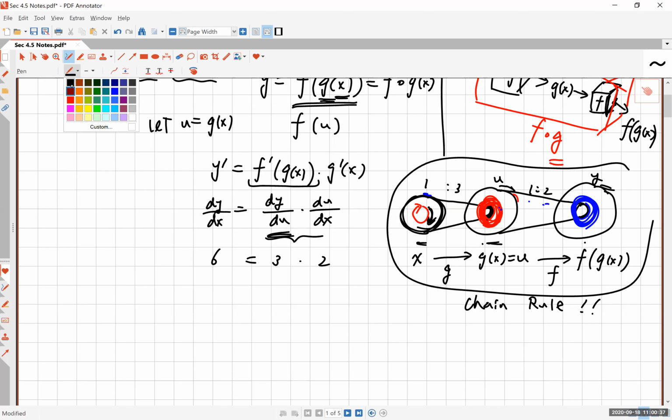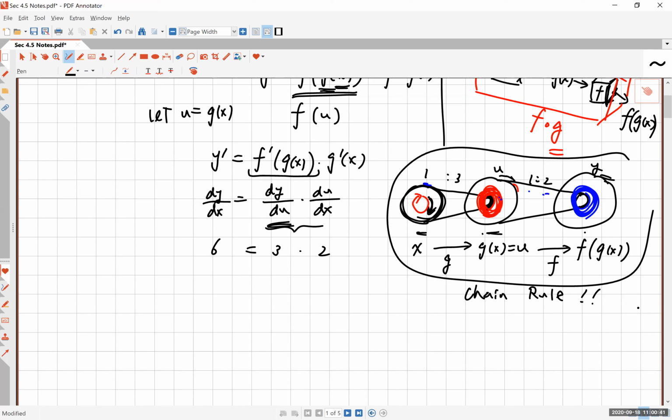Okay, these are chained together to form a composition of 2 functions. So that's exactly what's going on. All right, now done with calculus 1. Let's go to calculus 3 now.